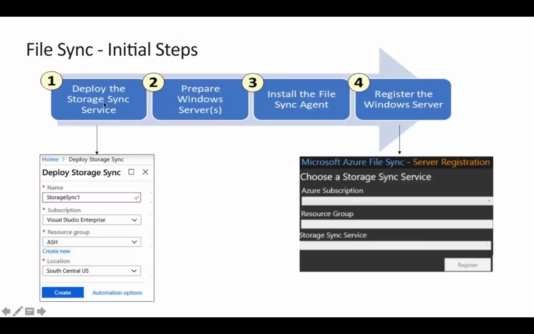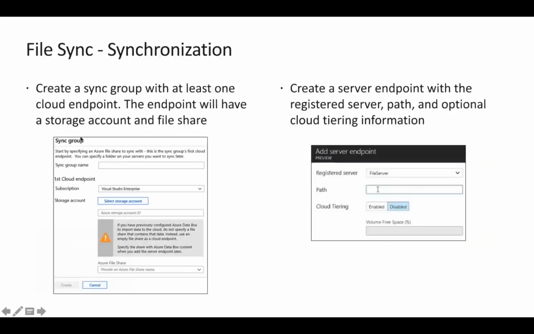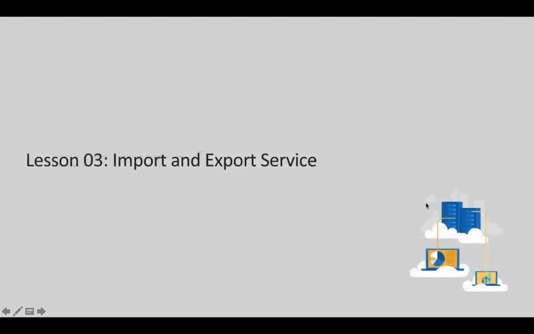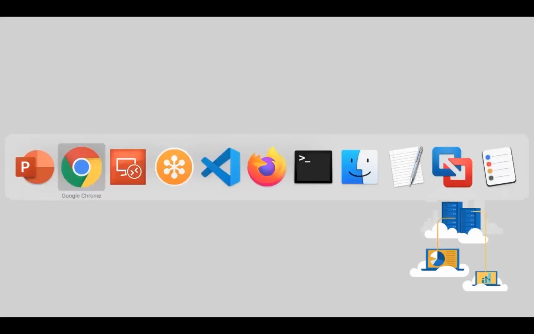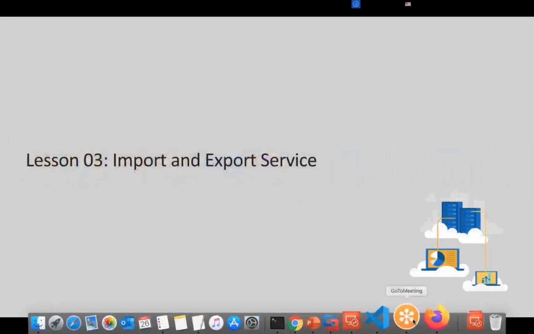So first we created a deployment of the sync service. Then we have to prepare a Windows server, install the sync agent on that, and after installing the sync agent, register that server with the subscription, with the resource group, with the sync service, and then create a sync group. In the sync group we had to add a registered server path. So one path is the cloud endpoint, one path is the server endpoint, and it's done. That's how the Azure File Sync service works. I hope everyone understood.